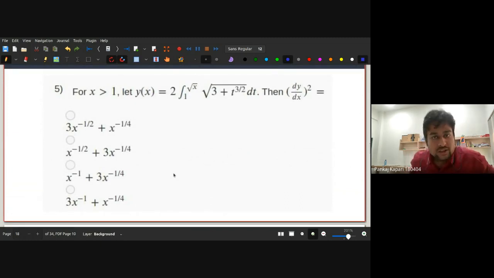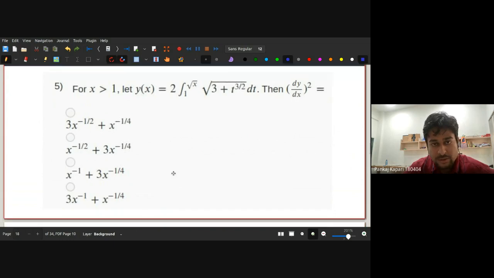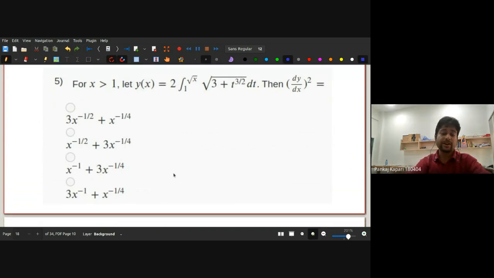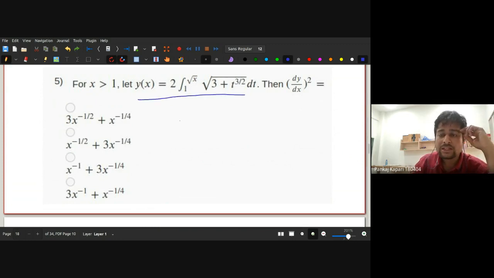Okay, so this is a different kind of problem, right? Because till now we were only finding the integrals which were given in terms of limits of Riemann sums, and we were finding limits basically via finding the integral. Now in this case, a function is given which is defined using an integral. So this is our function, with x greater than 1, and you have to find the derivative of this function y and take the square.